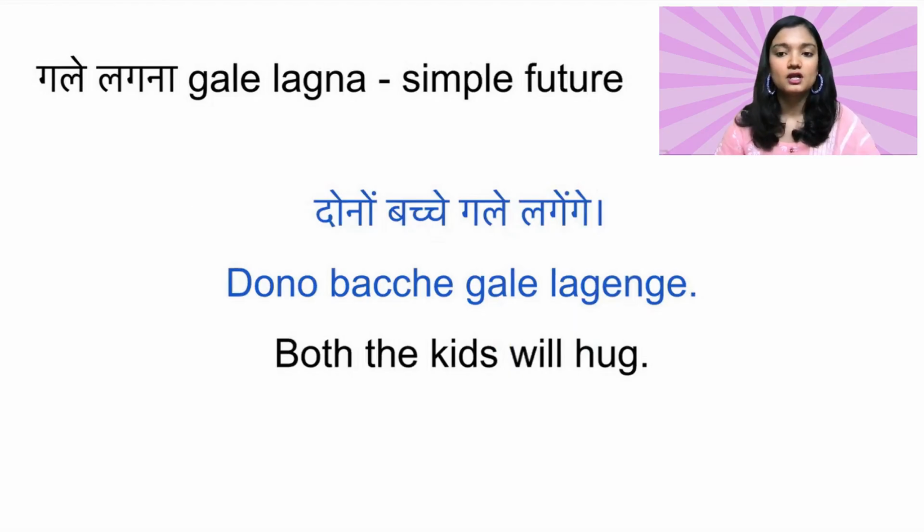Let's move on to simple future tense. Simple future tense is used to talk about the word will in your sentence. The sentence is both the kids will hug. And your sentence in Hindi should be दोनों बच्चे गले लगेंगे. लगेंगे means will hug. Together it means will hug, and you don't need any other word after लगेंगे.